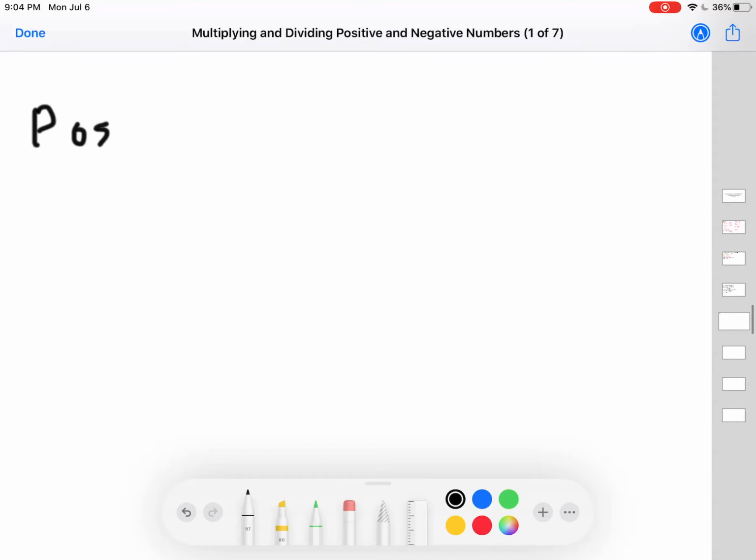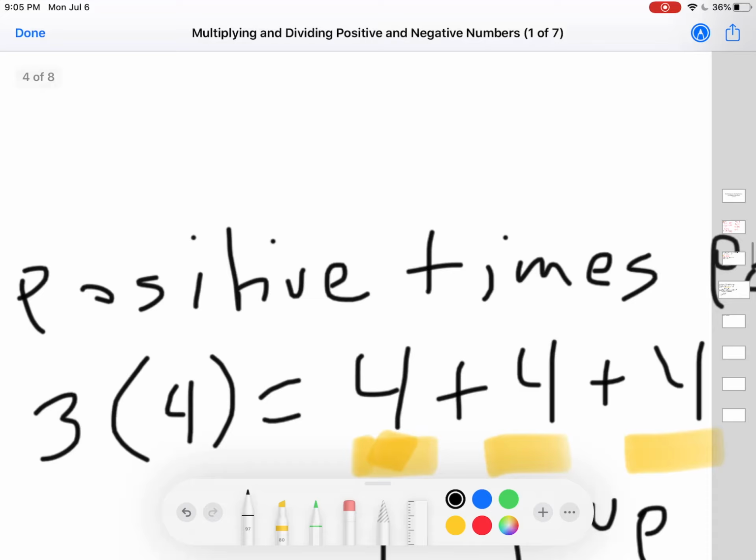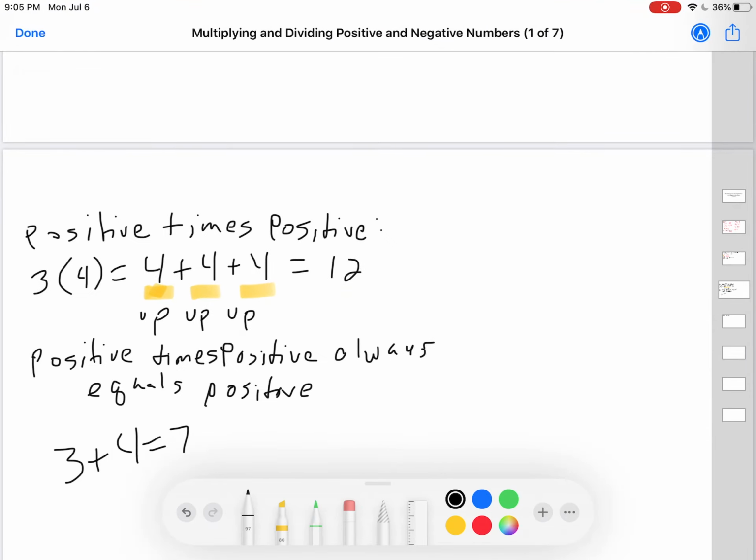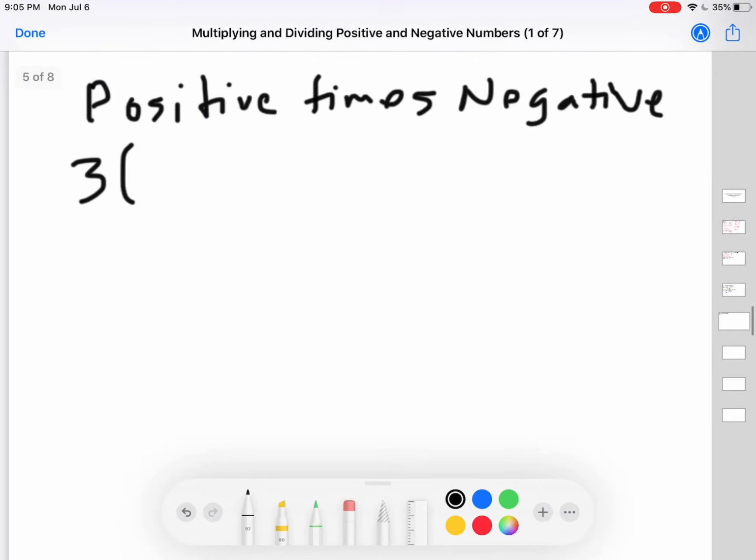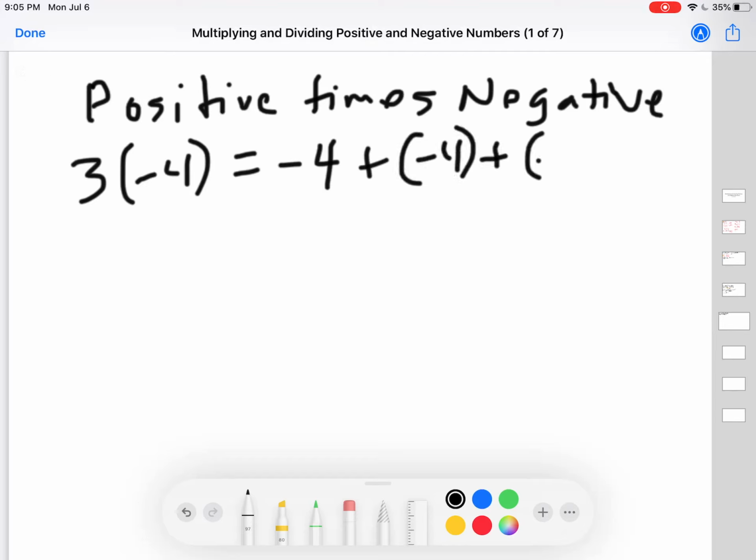What about positive times negative? Well, if 3 times 4 is 4 plus 4 plus 4, then what would 3 times negative 4 be? Well, the coefficient is 3, so how many will we have? We'll have 3. What will we have 3 of? We're not going to have 3 4s. We're going to have 3 negative 4s. So, we want negative 4 plus negative 4 plus negative 4. These parentheses here just separate it so we don't think that it's some weird thing. Anyway, I don't need them in the first one because there's no plus sign in front of it.